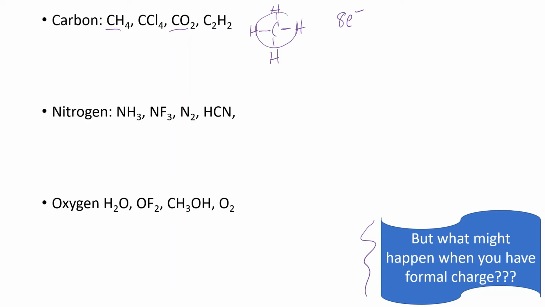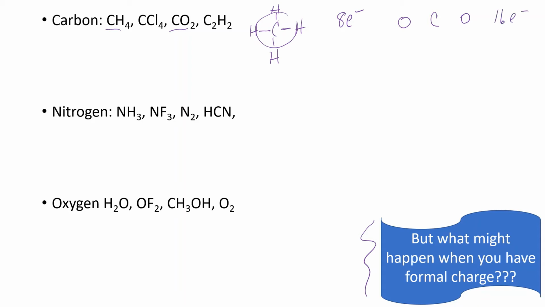So let's, once again, follow the rules. We're going to do a skeletal structure for CO2. We're going to put carbon in the middle. Oops, I shouldn't have drawn a bond yet. Let me take that back. Carbon in the middle. And we're going to count up our valence electrons. 4 for carbon, 6 for each oxygen, 12 and 4 is 16 electrons.